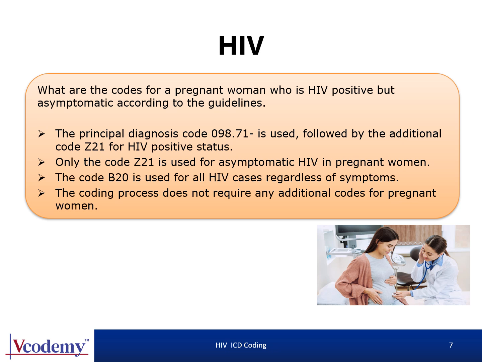So pregnancy in a HIV patient, you have to follow this guideline. So O codes always have the sequencing priority. You must be aware of it.